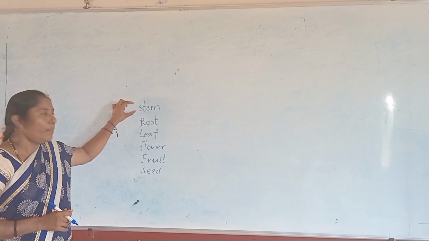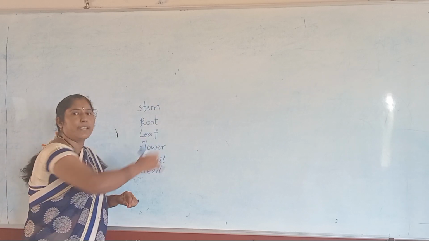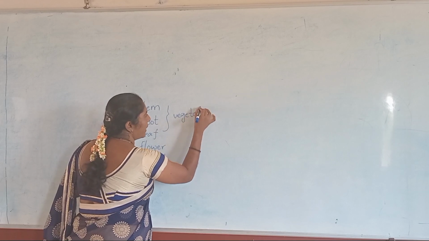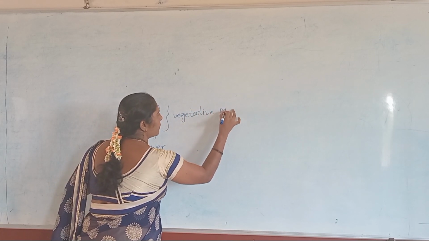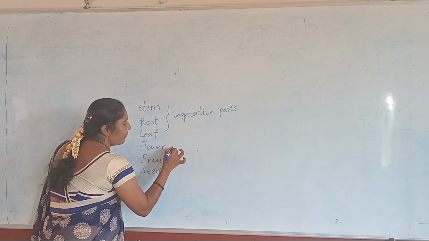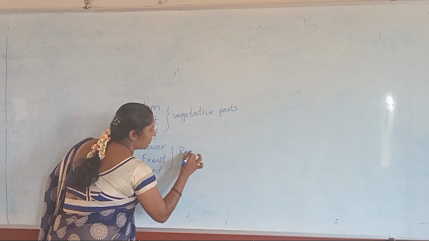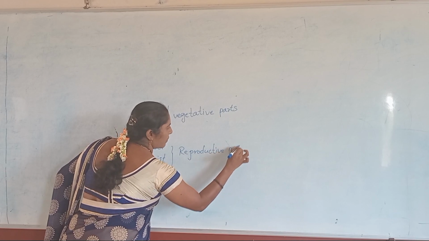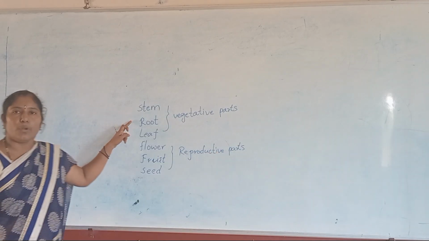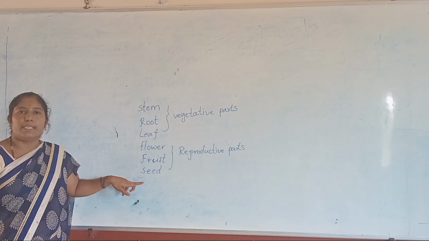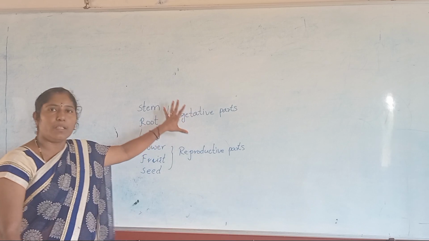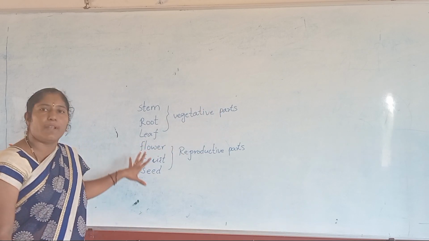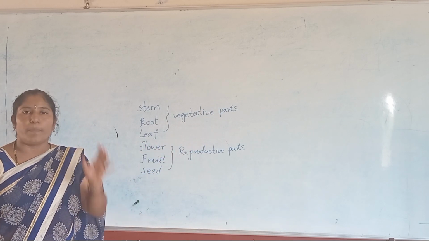See here, stem, root, leaf. These three are the vegetative parts of a plant. And flower, fruit, seed are the reproductive parts of the plant. Among all, the stem, root, and leaf are the vegetative parts of a plant, and flower, fruit, seeds are the reproductive parts.